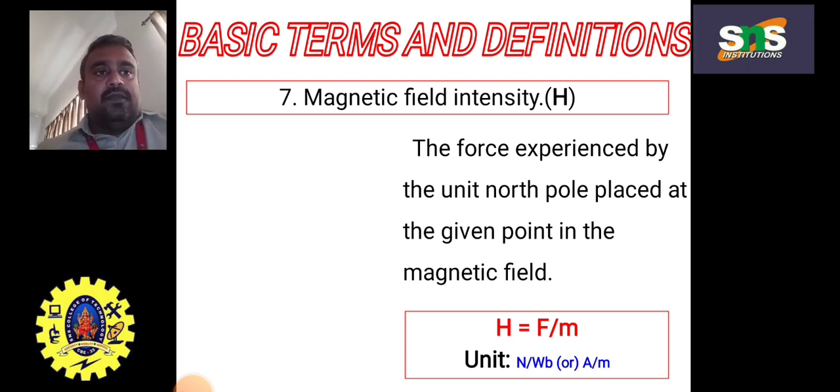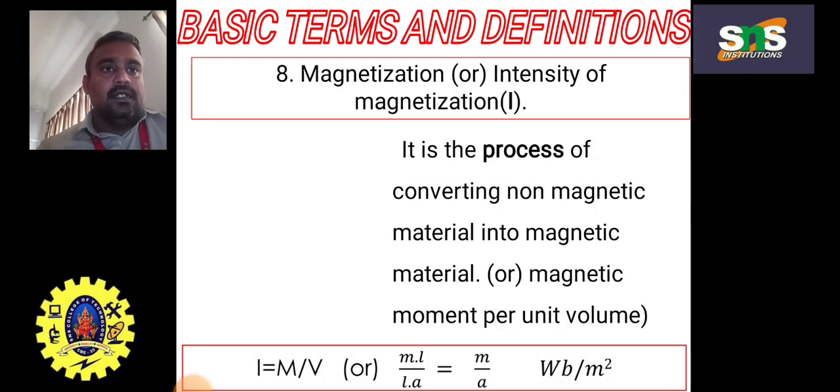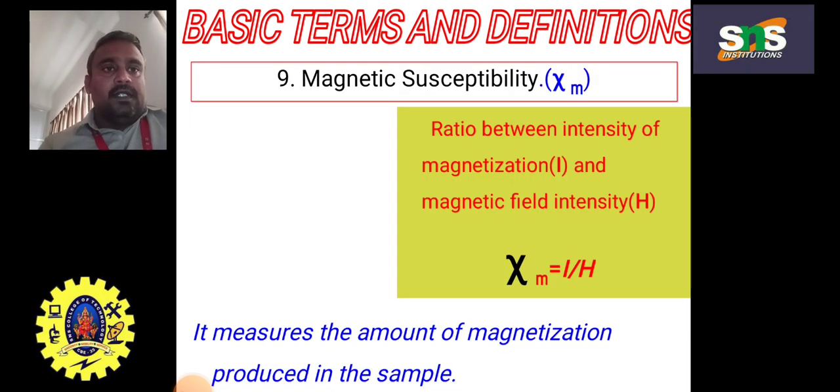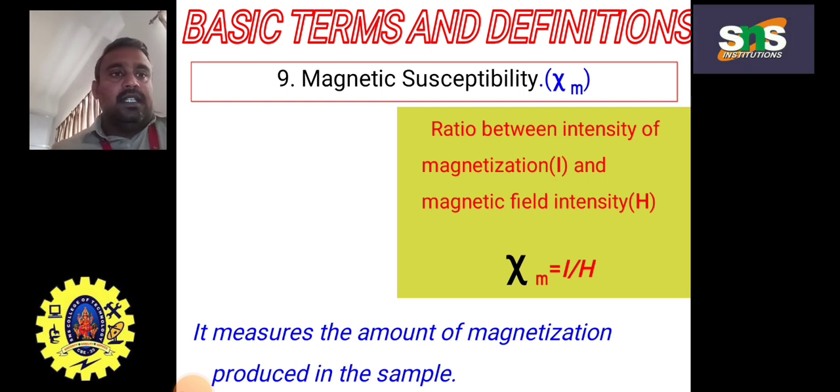The next, magnetic field intensity: the force experienced by a unit north pole placed at that point in a magnetic field. Then the next topic is magnetization or intensity of magnetization. It is the process of converting non-magnetic materials into magnetic materials, or the magnetic moment or dipole moment per unit volume. Then the magnetic susceptibility: the ratio between intensity of magnetization I and magnetic field intensity.